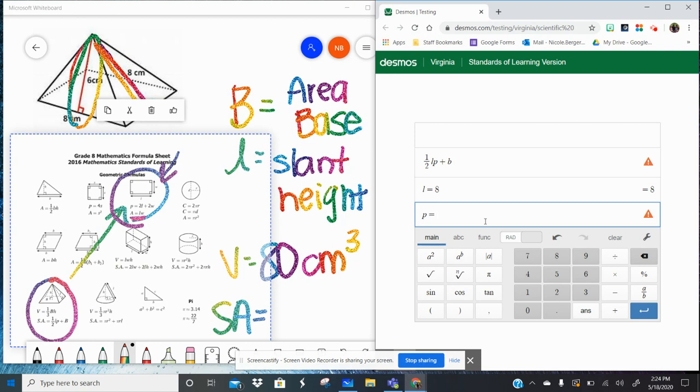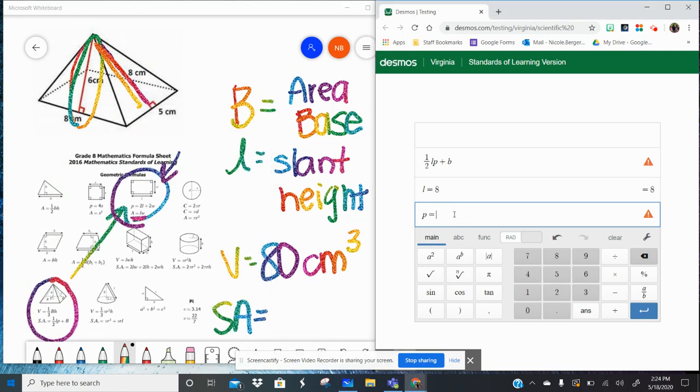And then I have to calculate perimeter. So to be honest, you could do it just right here. You could just say, 2 times 8 plus, I like to do parentheses, 2 times 5, or you can solve it separately and then do it together.